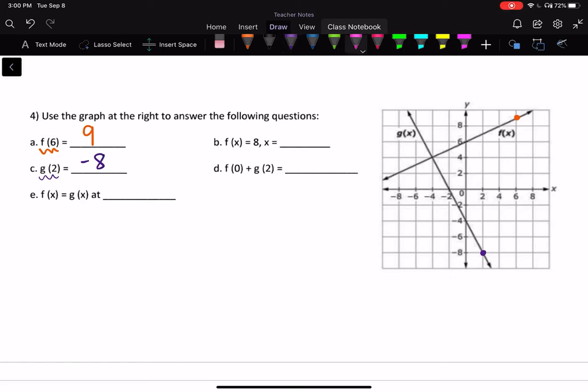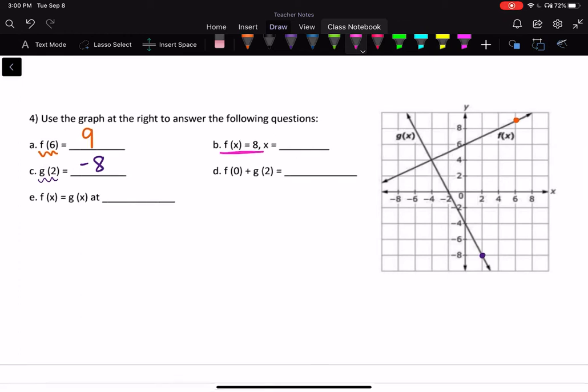Now I need to find where f of x equals 8. Remember, when it's equal to a number, that is a y value. So I go up to 8 on the y-axis, then over to my f graph, which gives me 4.